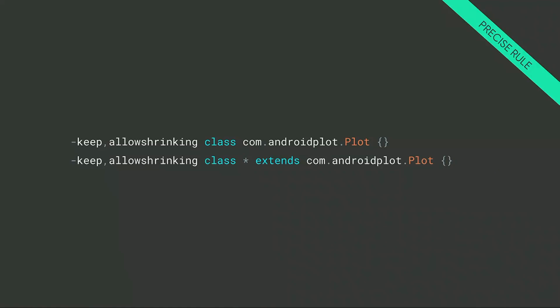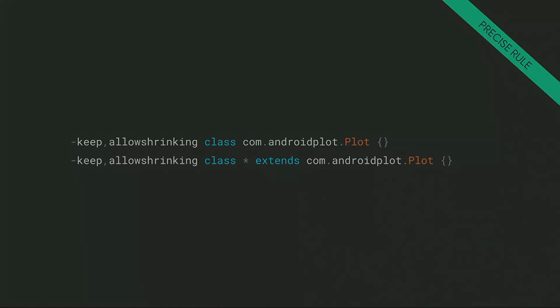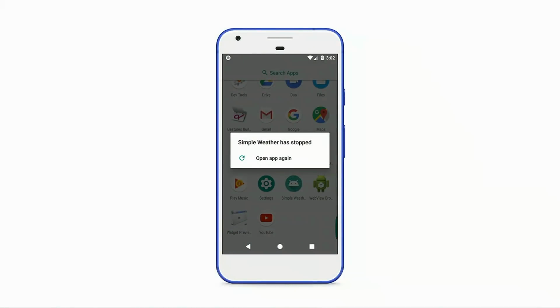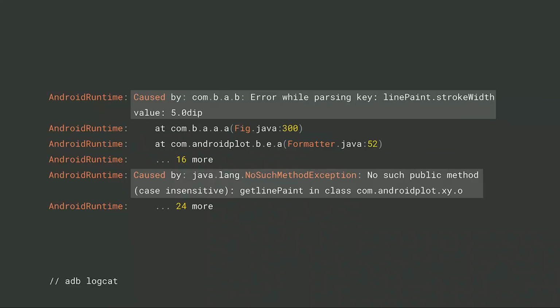So that was not too bad, right? You look a bit at the code, you come up with 2 keep rules, and your application will run. Or not. So it's still not working. We have to do more forensics work. What do we do? We go back to the ADB log, and the message has changed.